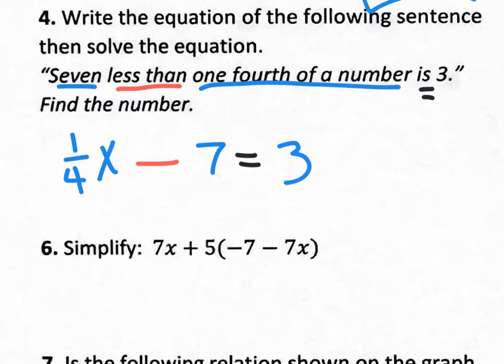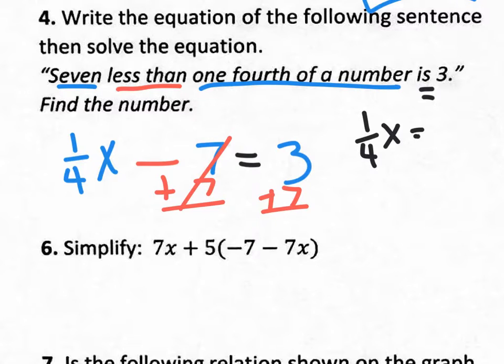We could simply solve it by adding 7 to both sides. Plus 7, that'll cancel it out. Plus 7, you're going to get 10. So let me rewrite this thing over here on the side. We're going to have 1/4 x equals 10. And for our final step, to get rid of the 1/4, what do?